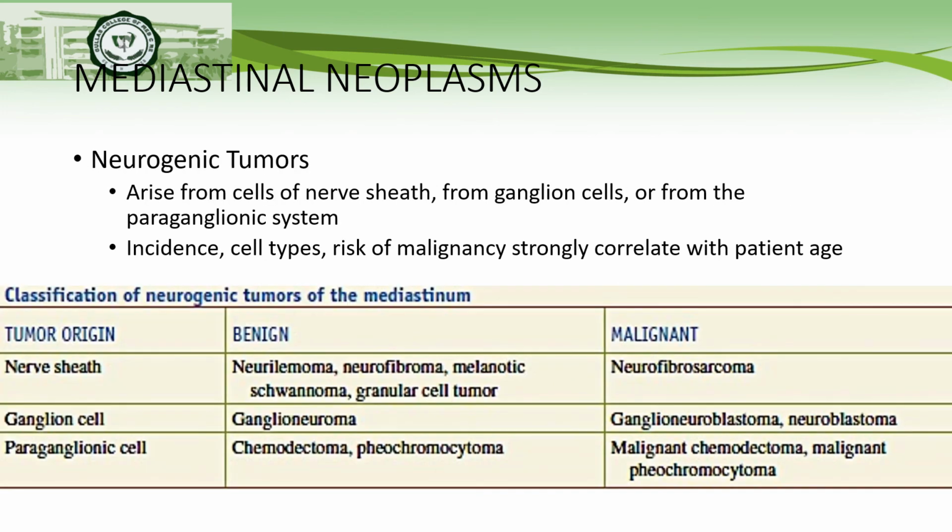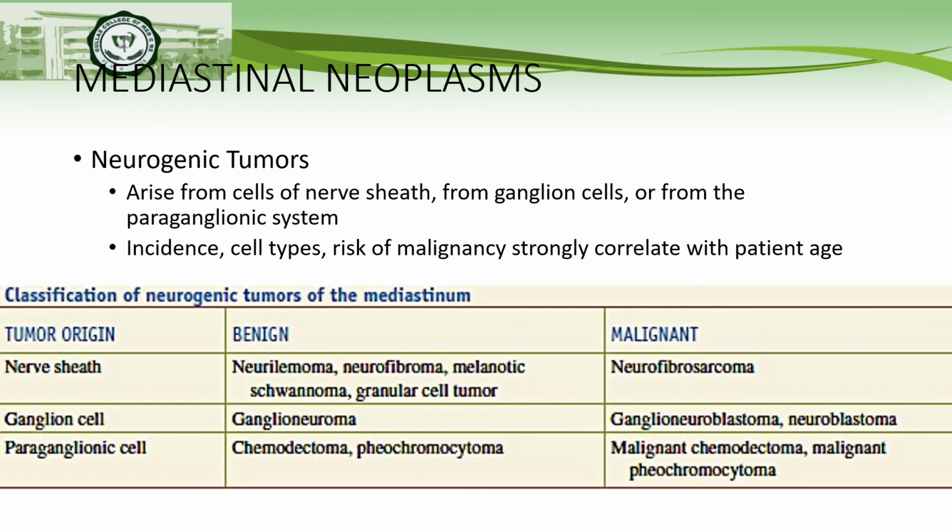Next, we have neurogenic tumors. These tumors arise from either nerve sheath, from ganglion cells, or from the paraganglionic system. So the incidence, the cell types, the risk of malignancy strongly correlate with patient age. So these are the classification of neurogenic tumors in the mediastinum based on the origin of tumor.